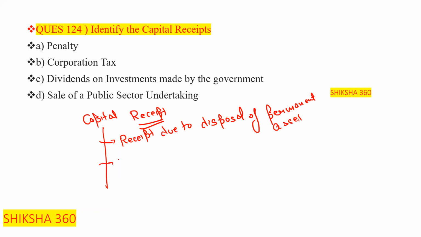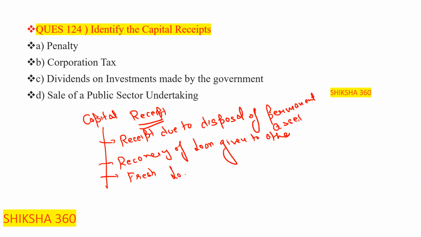Second one here is recovery of loan given to others. Third one is fresh loans raised by the government. Those come under the capital receipt. It is a two-way transaction.